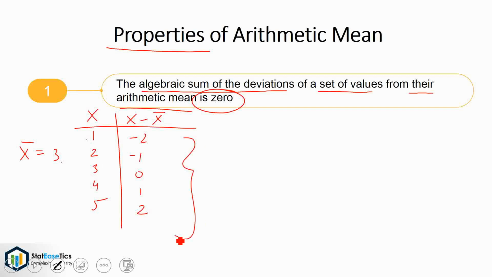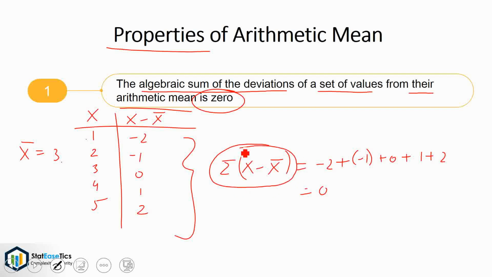Now taking the sum of deviation of each observation from the mean, which is equal to minus 2 plus minus 1 plus 0 plus 1 plus 2, which is equal to 0. Hence, in accordance with the property, the sum of deviation of each observation from the arithmetic mean is 0.